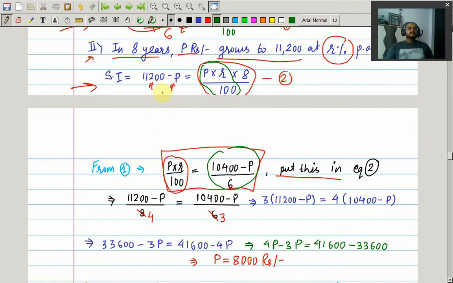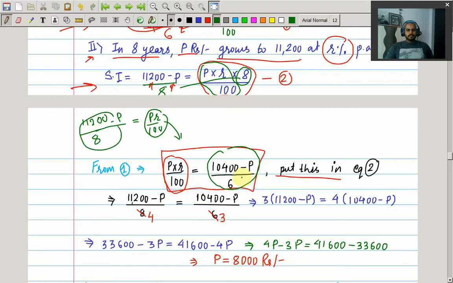Okay, so 11,200 upon 8 minus P is equal to PR upon 100, and we know that PR upon 100 is this. So this thing is equal to 10,400 minus P upon 6. So we get this equation. Now we just need to simplify it.